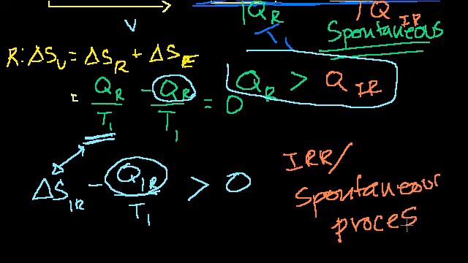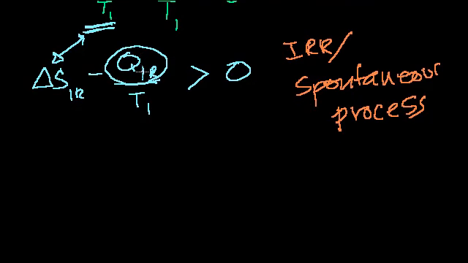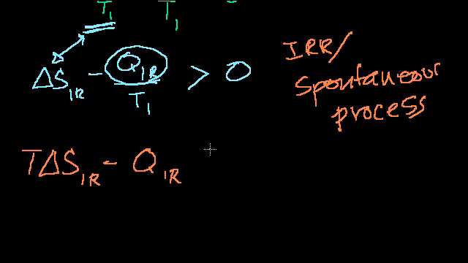process. Now let's just do a little bit of mathematics. So this is the heat that was essentially given to the irreversible system. And it's a minus here because this term is taken away from the actual reservoir. Let's multiply both sides of this equation by T1. And we get T1 times delta S of the irreversible process minus Q of the irreversible process is greater than 0.